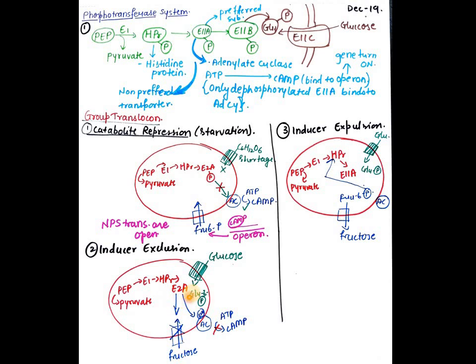Now, dephosphorylated E2A inhibits the adenylate cyclase. It will inhibit adenylate cyclase, and thus it cannot convert ATP to cyclic AMP, which won't go and bind to the operon, and hence this transporter will remain in the closed state. It won't accept the entry of fructose inside the cell. But now, in this situation, what is happening is inducer expulsion.